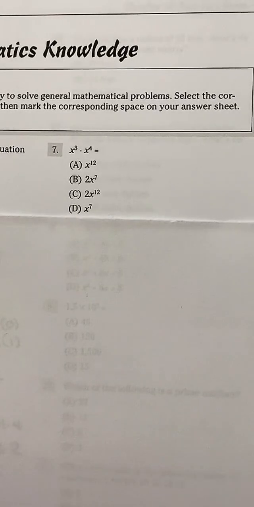So we have x cubed times x to the 4th. Okay, so is our answer A, x to the 12th, B, which is 2x to the 7th, C, which is 2x to the 12th, or D, which is x to the 7th? Okay, which is your answer choice?